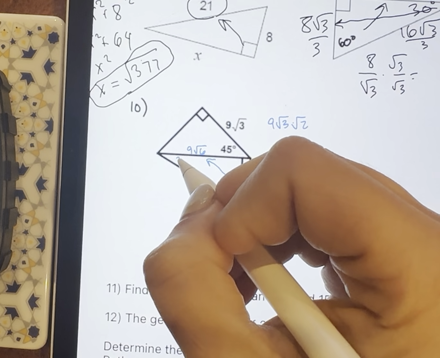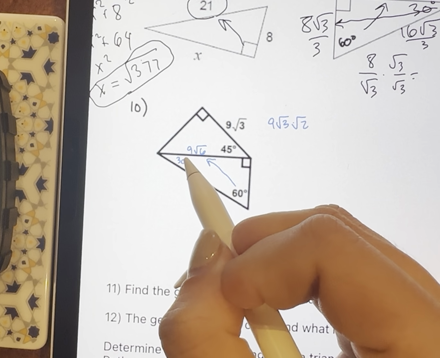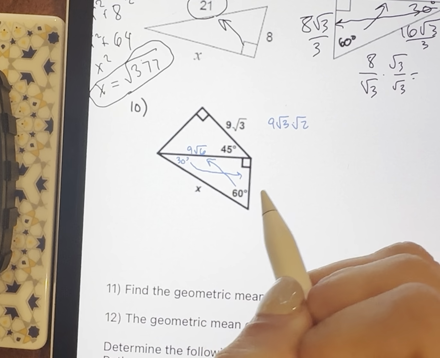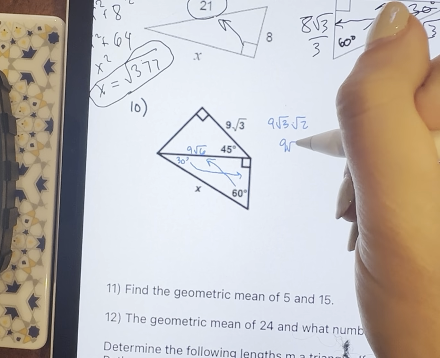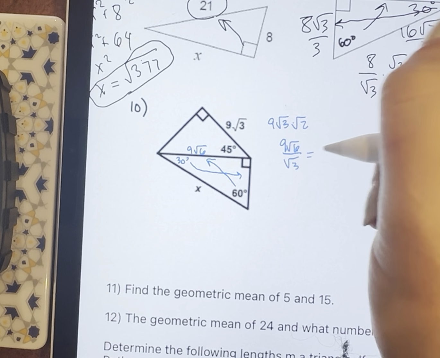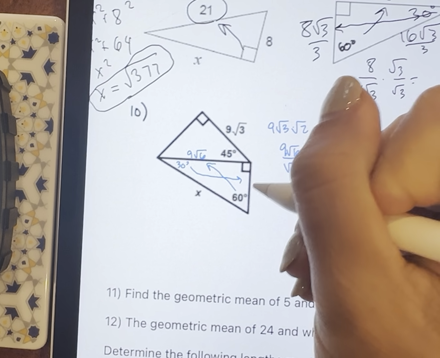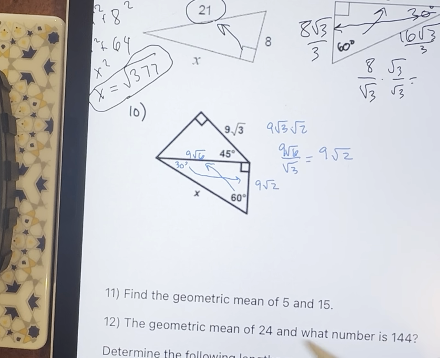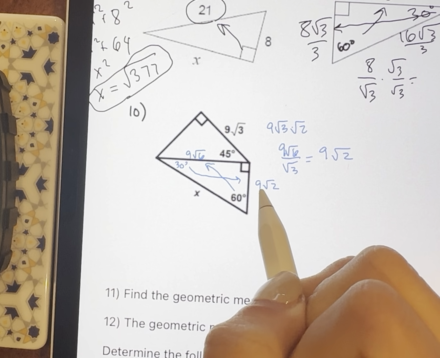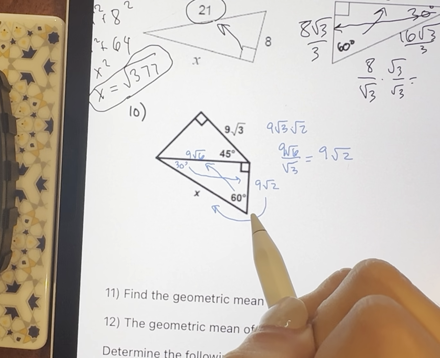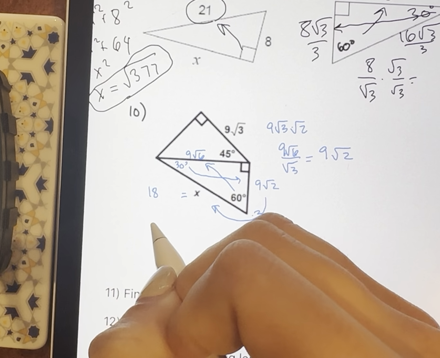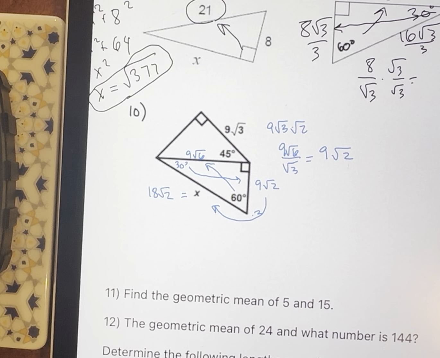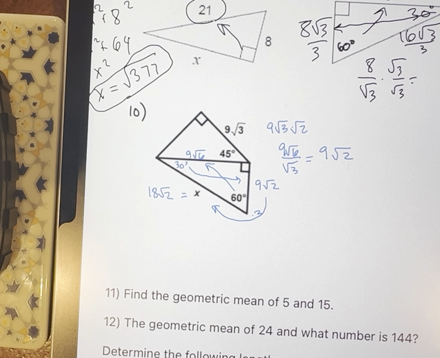I need to divide it by radical 3 to get the short leg because I can only move around using the short leg. So I take the 9 rad 6 and I divide it by rad 3 and I get 9 rad 2, which is the short leg. And then I need to multiply that by 2 to get x because the hypotenuse is double the short leg. Okay, awesome.